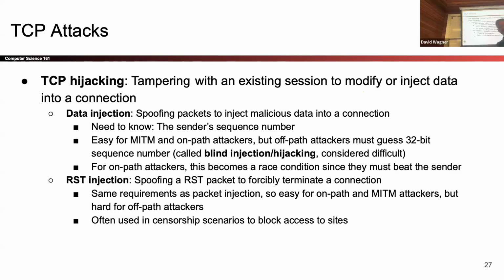The sender is sending something with the same sequence number. Whichever one gets there first will be accepted by the recipient. Whichever gets there second will be ignored as a duplicate. So it's like a race condition. But if the attacker's faster than the sender, they can inject data into the connection or modify data in the connection.